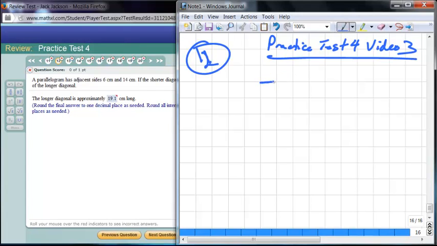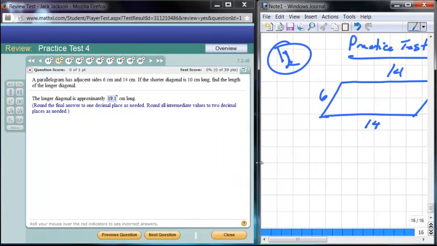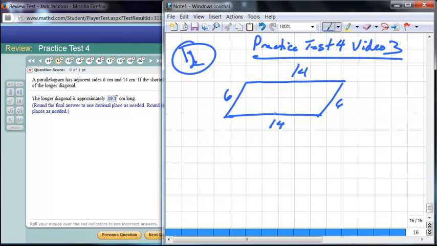So, let's say we'll put the longer side this way. And let's say that's 6, and then this is 6, 14, 14. Looks something like that. And we know the shorter diagonal is 10. So the shorter one is going to go between the two obtuse angles like this. So that's 10.